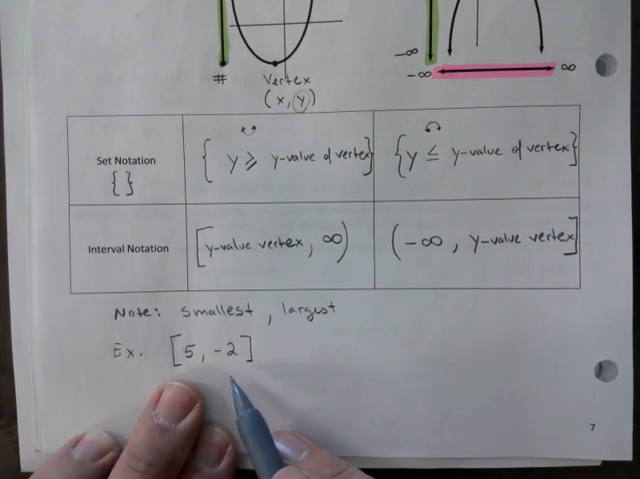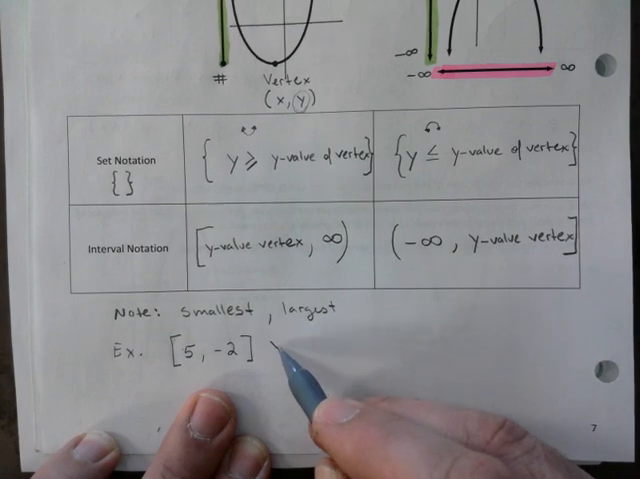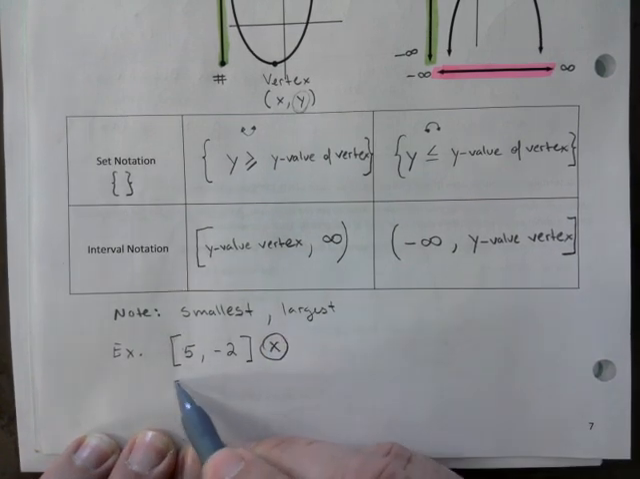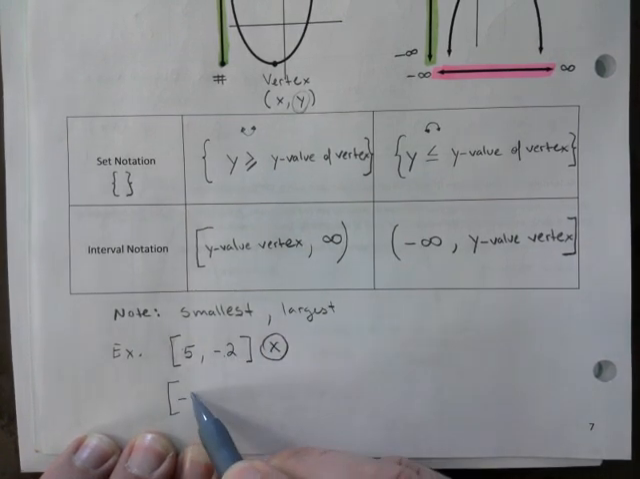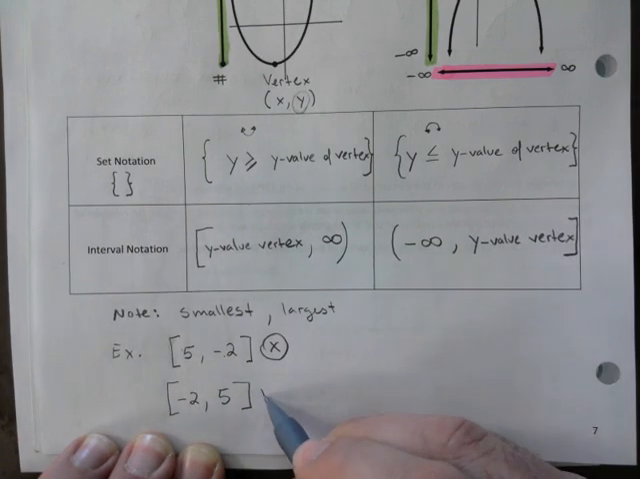What's wrong with that? Smallest would be -2, right? So you got the values right, but they're not in order. So this is wrong, okay? You've got to go, the smallest number in this case is -2, the greatest is 5. This is correct, okay?